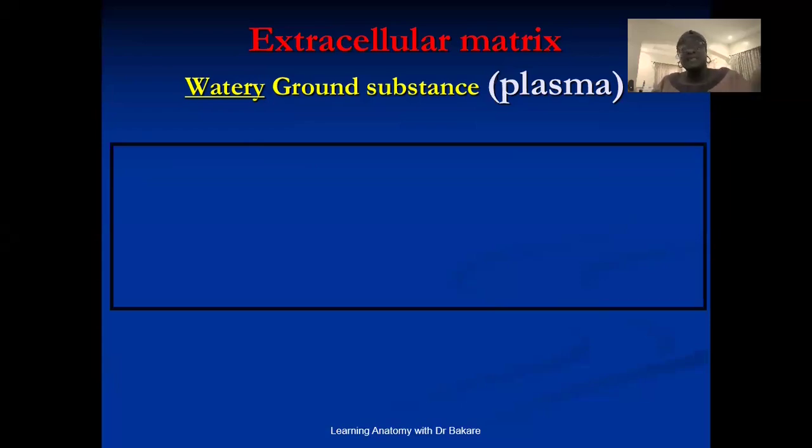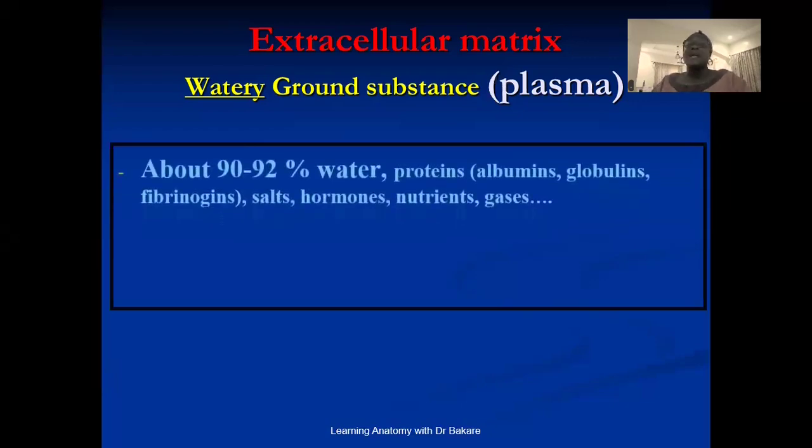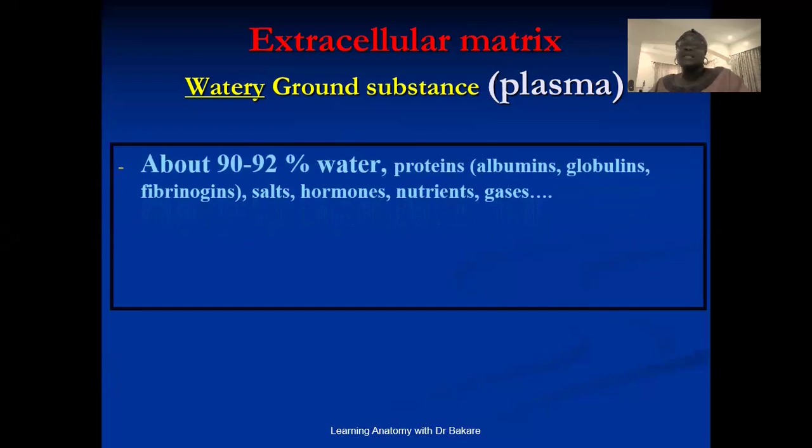So the plasma is the ground substance, and it is onto the ground substance that the cellular components are embedded in. The plasma is made up of about 90 to 92% of water, and this is why we see that it exists in a liquid form. It is also seen to contain proteins.